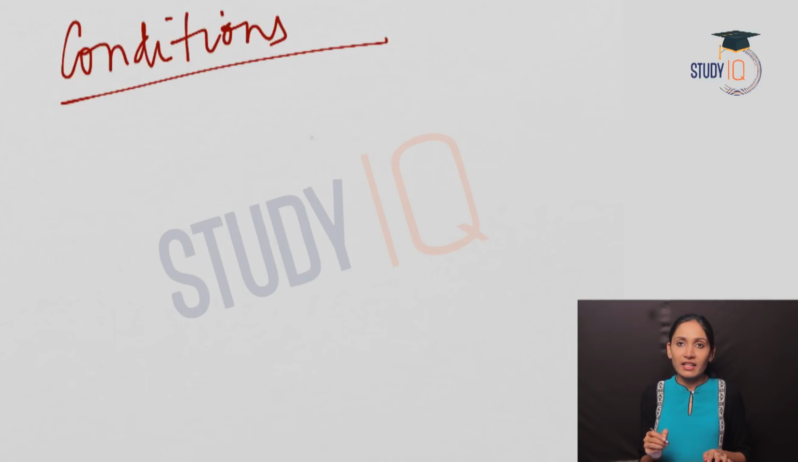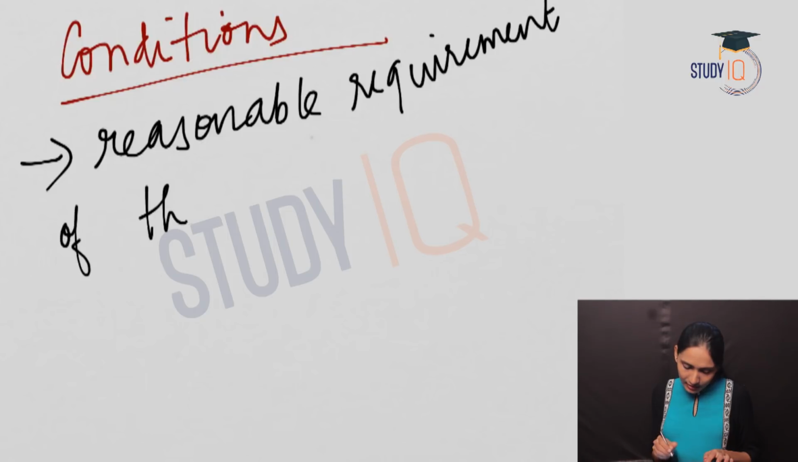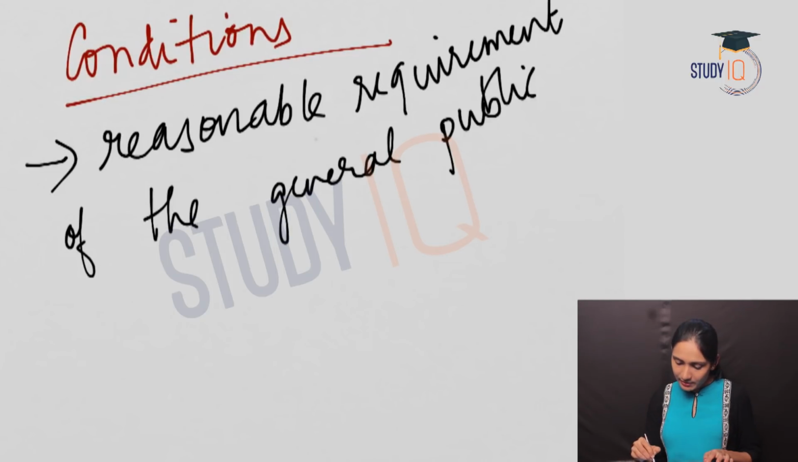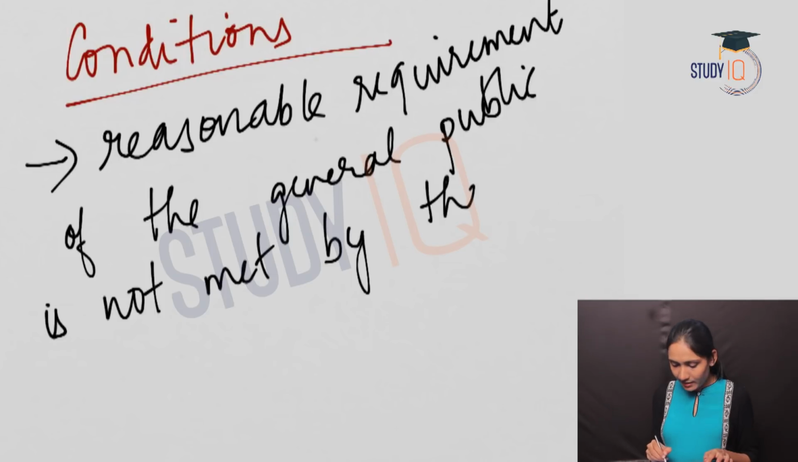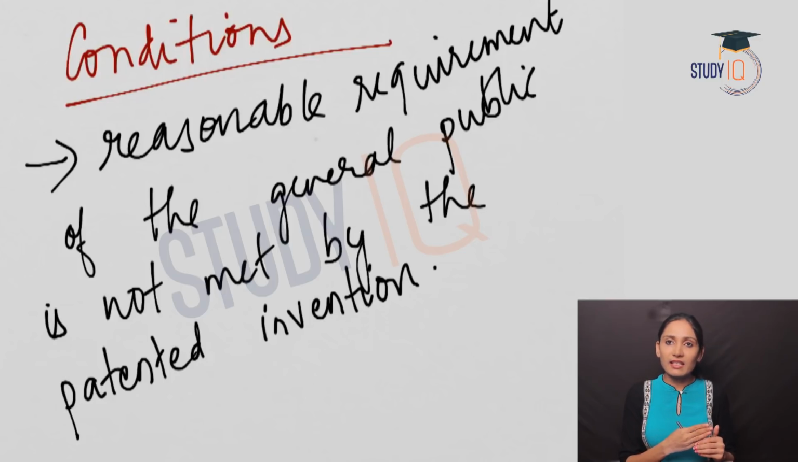The first condition under the compulsory licensing is that reasonable requirement of the public is not met by the patented invention. That is, reasonable requirement of the general public is not met by the patented invention. So if the government feels that the supply of the patented product is less than the demand, and if the product is an essential commodity, the government can issue compulsory licensing and ask the patent holder to give it to a third party at a nominal fee the government fixes.